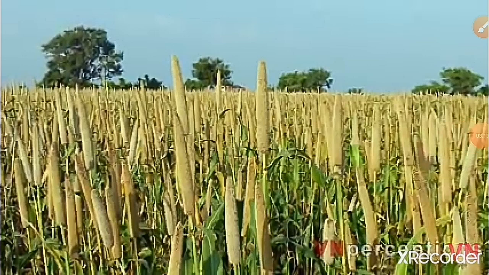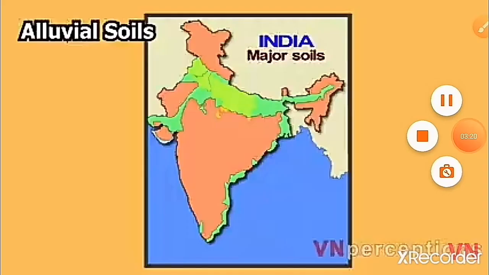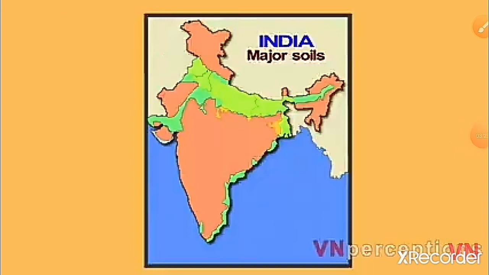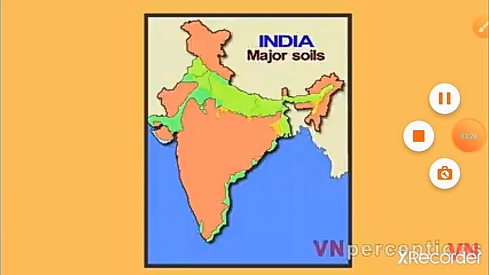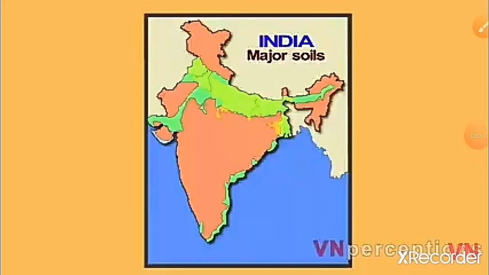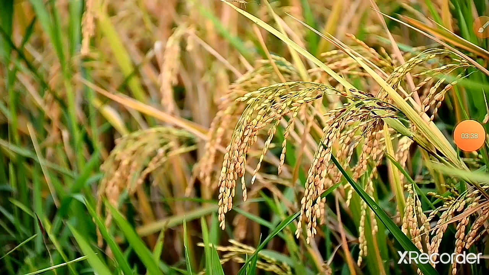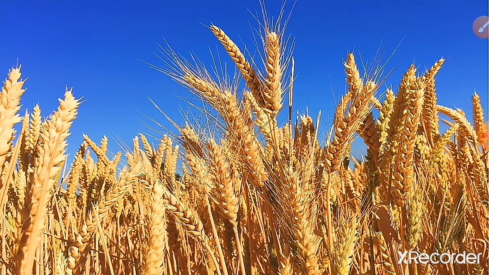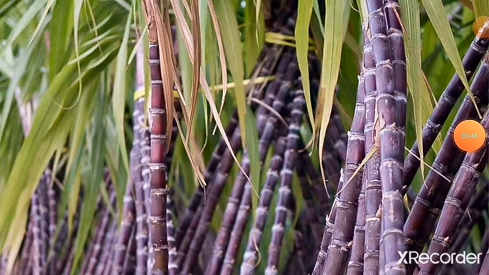Crops can be grown in Khadar also, but after using manure and fertilizers. It is found in the states of Punjab, Haryana, Uttar Pradesh, Bihar, West Bengal and also in the coastal plain of India. The crops grown in this region are rice, wheat, sugarcane and oilseeds.